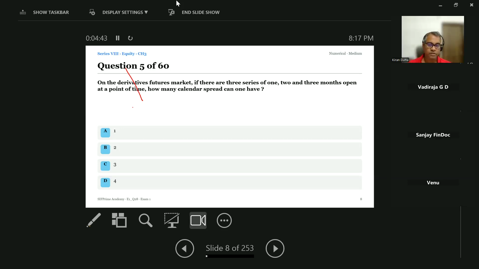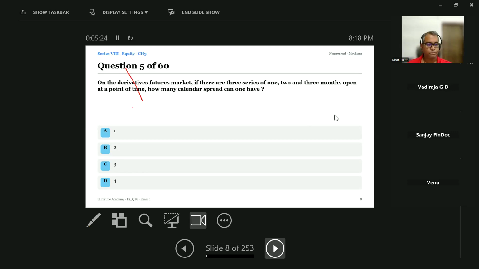3. Okay. Clear, guys? n into n minus 1 by 2, where n is the number of months. Navya ma'am, you got it? n into n minus 1. Let me put it here. 5. Perfect. Everyone got it? Please stop me anytime if you're not getting it right, or if you want any clarification on any of the topics.